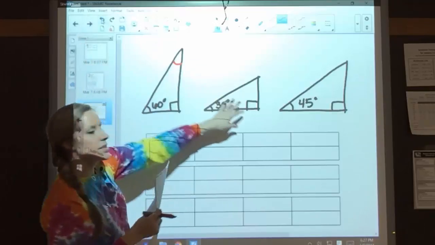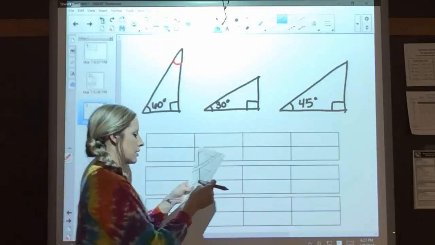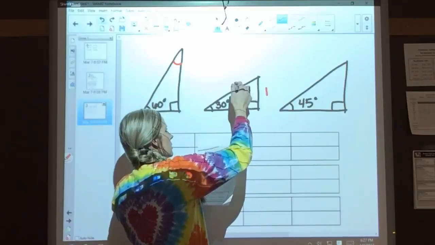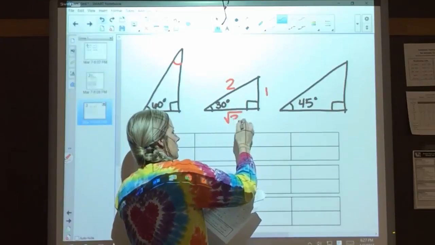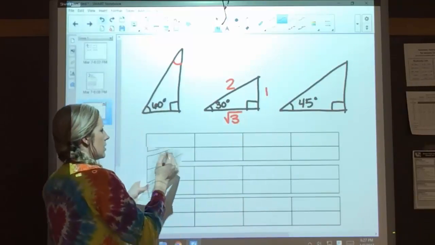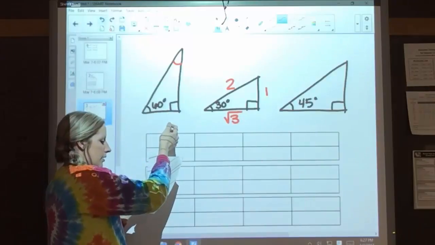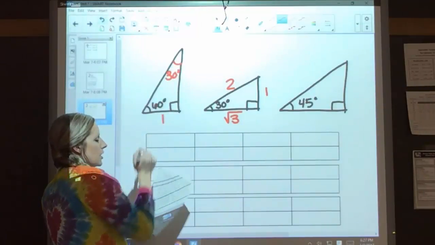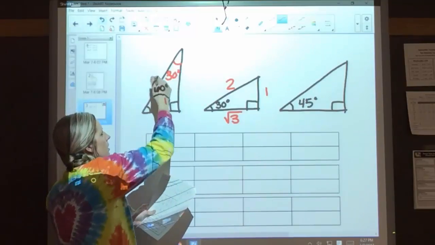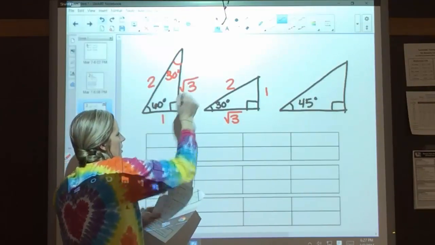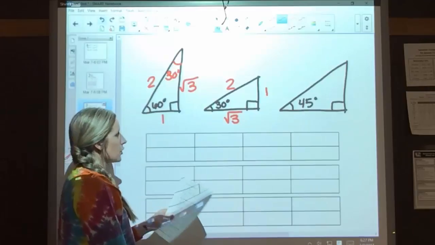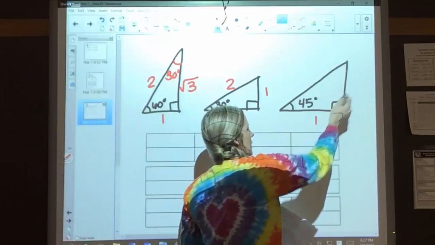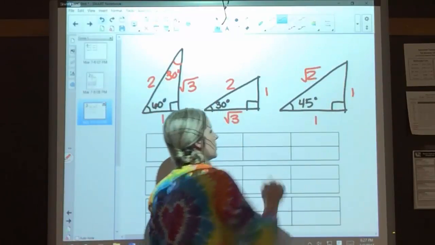Sorry, y'all's has the 30-degree one first. So it would be 1, 2, square root of 3. And then for the 60-degree one, across from that 30 degrees is going to be your shortest side. So 1, 2, square root of 3. And the 45 degrees would be 1, 1, square root of 2.